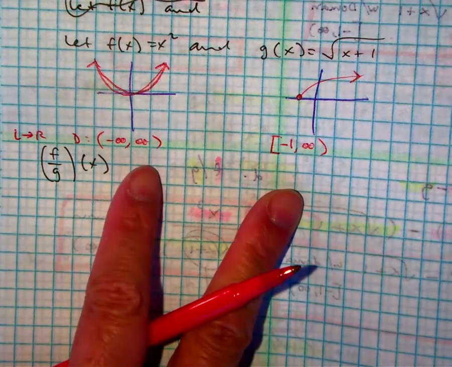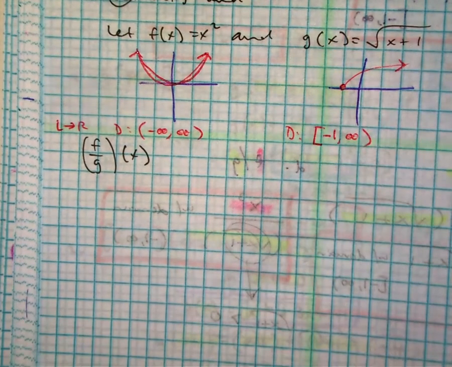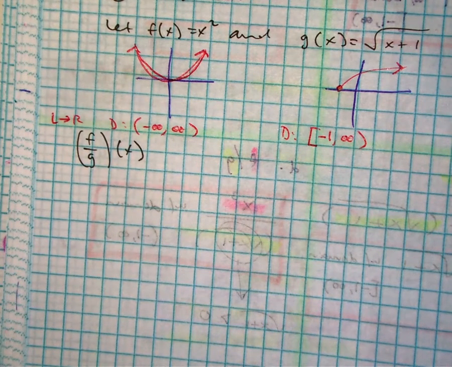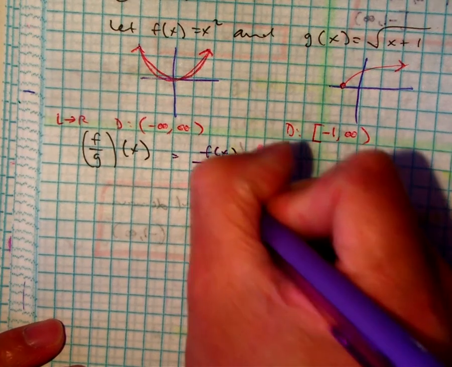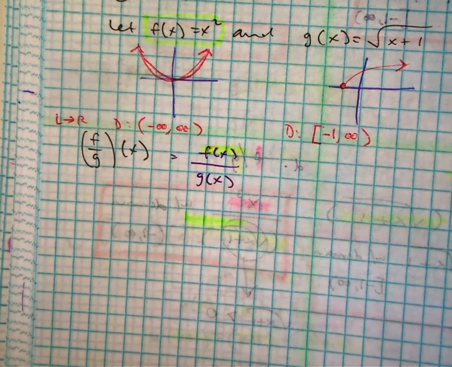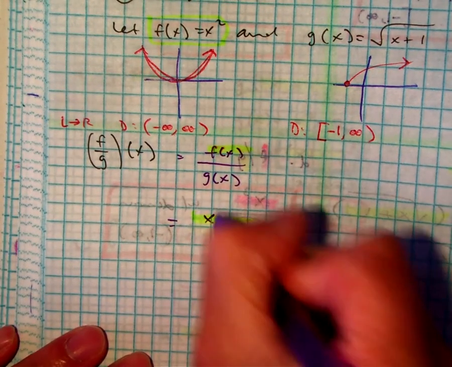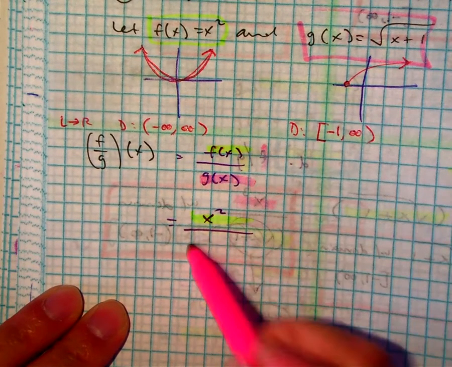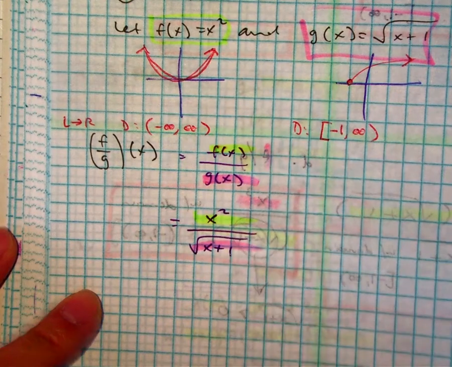Raise your hand if you got those. Okay, good. Now this problem asks you to divide them. So let's divide. This basically means f of x divided by g of x. Here's my yellow, yellow, yellow. What am I going to put here, class? X squared. G of x, here. What am I putting there? Square root of x plus 1.